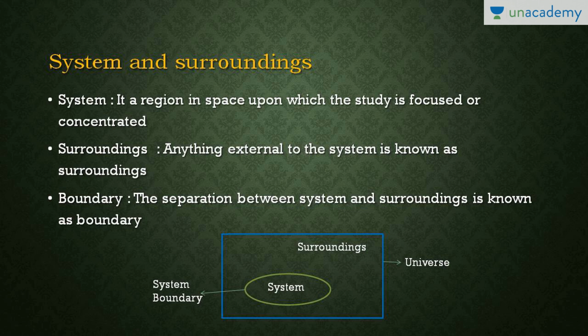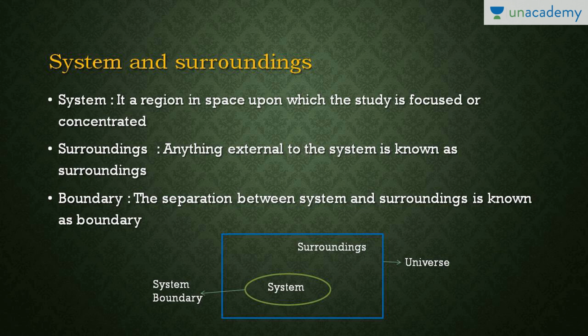There is one more term. What is boundary? The separation between system and surroundings is known as boundary. This is a system. External to the system is surroundings, and the separation between system and surroundings is the system boundary. For example, the room in which you are sitting is separating you from the surroundings. The boundary of that room is known as system boundary.